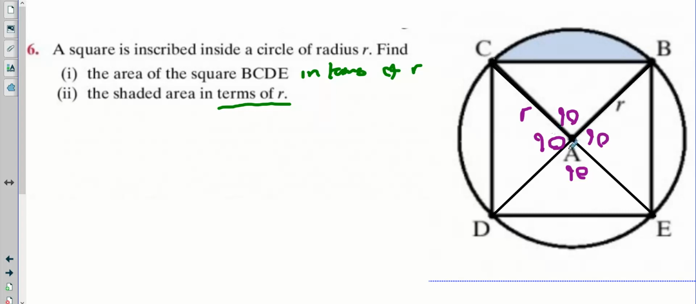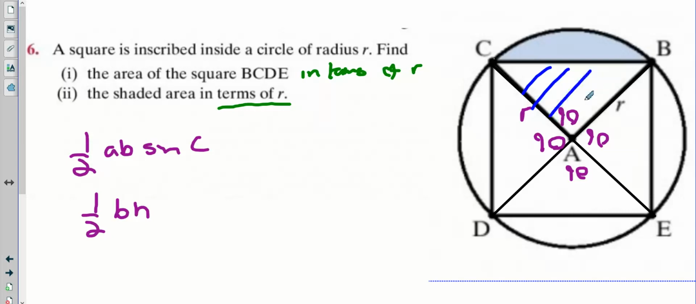Actually, we have a half base times height. Because it's a right angle triangle, you're allowed to use a half base times height, or you can use a half AB sine C. Now, guess what? I'm just getting the area of this triangle here. Does everybody see this triangle here? Everybody see the area of that blue triangle?